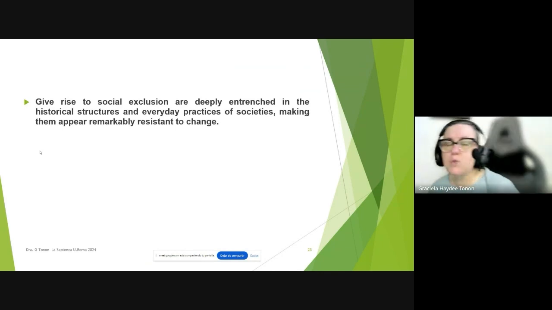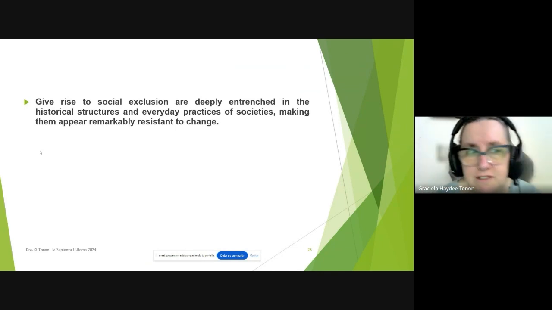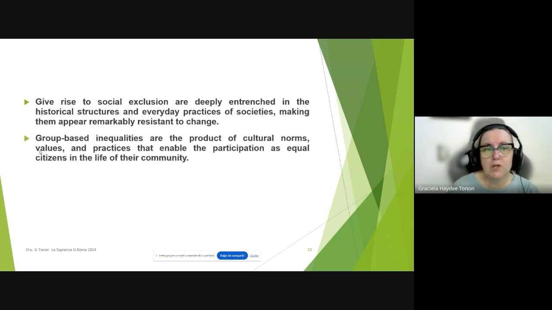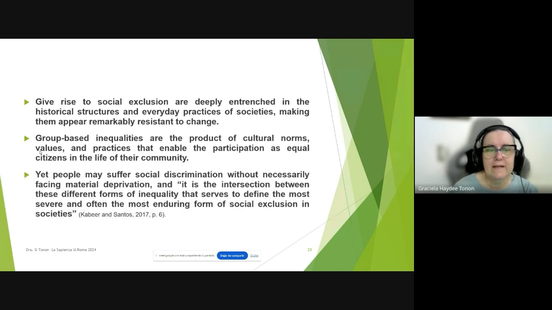The factors that give rise to social exclusion are deeply entrenched in the historical structures and everyday practices of societies, making them appear remarkably resistant to change. Group-based inequalities are the product of cultural norms, values, and practices that enable or prevent participation as equal citizens in the life of their communities. Yet people may suffer social discrimination without necessarily facing material deprivation.